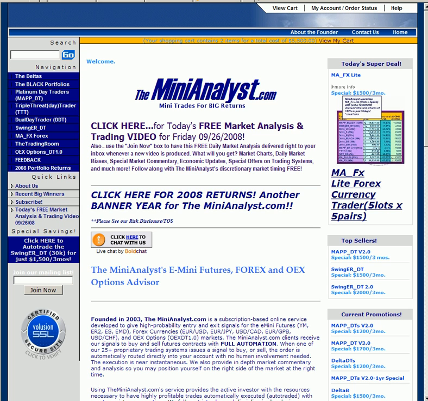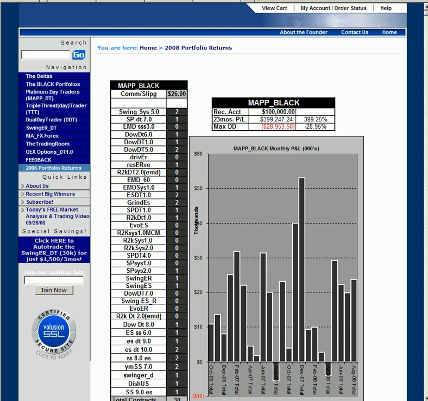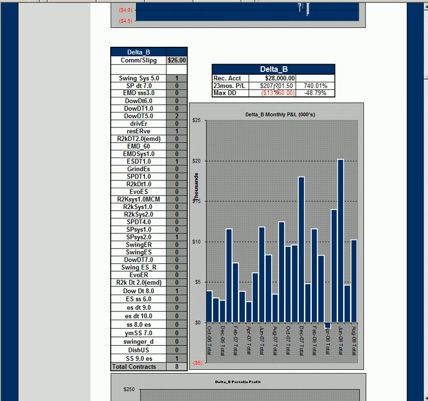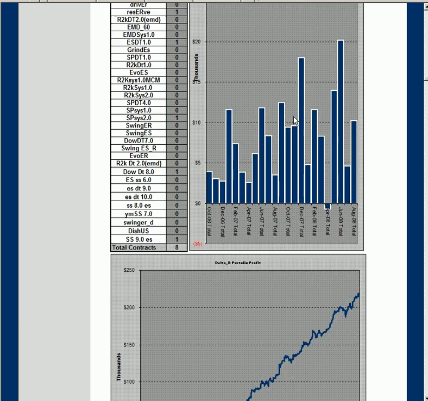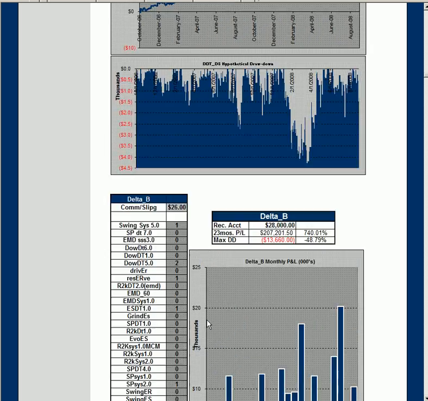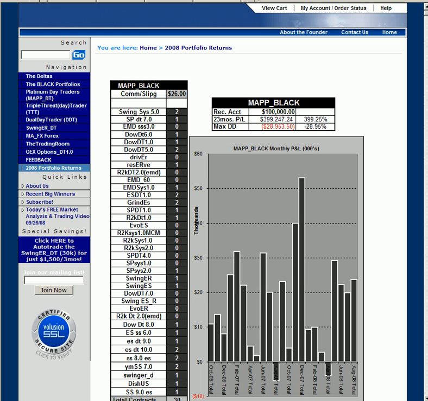Black is down 6.6%. So if you guys are interested in subscribing to one of our most conservative systems, actually we can go quickly and look at the Delta B performance. This is the updated performance, and we can scroll down here. There it is. The Delta B, a $28,000 portfolio, up 740% return over 23 months. Worst case drawdown, 48.79%. The average drawdown looks to be about, we'll call it $6,000, or maybe 25%. Actually, that'd be 25 to 30%. So, $6,000 average drawdown, $28,000 portfolio.